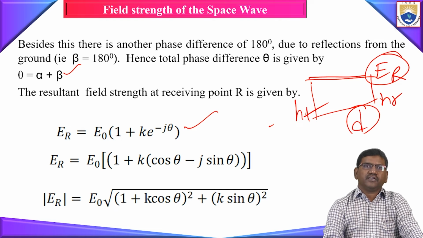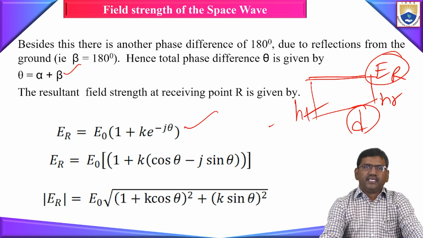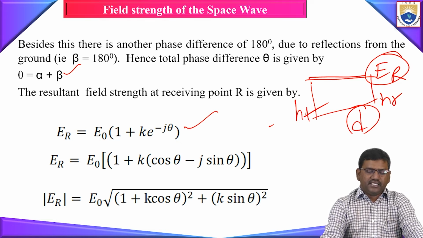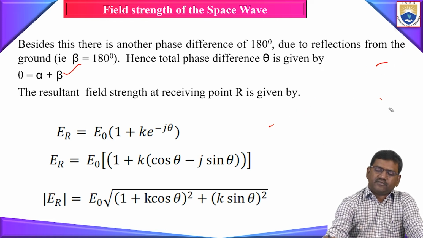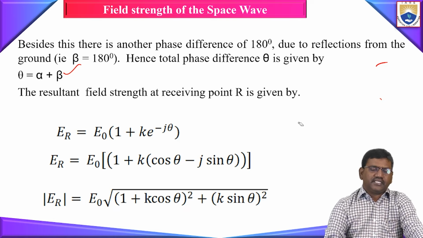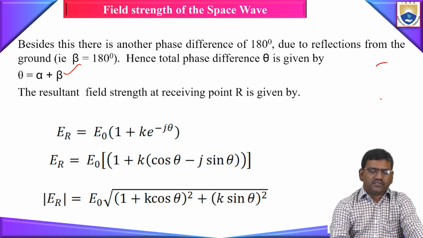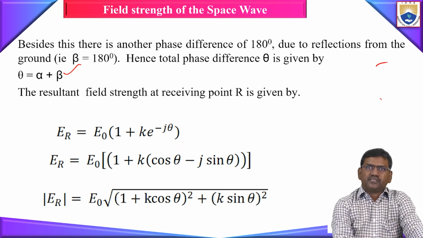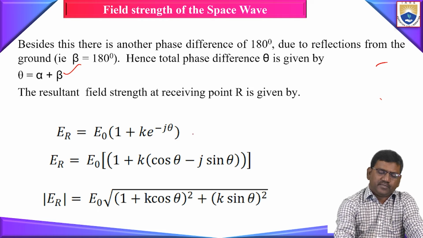The general expression for the resultant field strength at the receiving point R is given by ER equals E naught into (1 plus K e power minus j theta). K is a constant of proportionality here, and we know that theta represents alpha plus beta. According to the trigonometric series, e power minus j theta is equal to cos theta minus j sin theta.